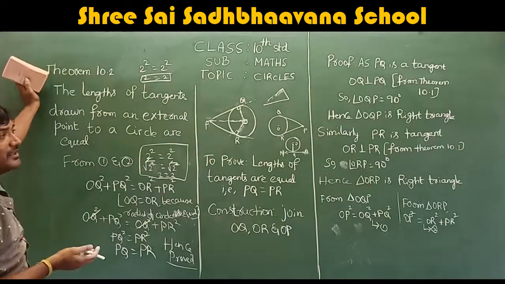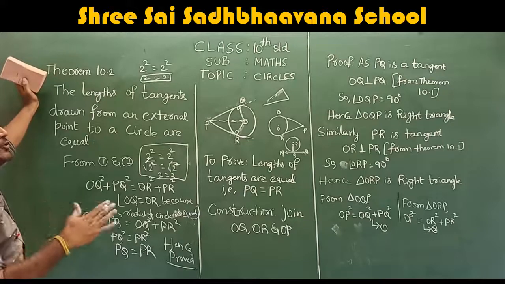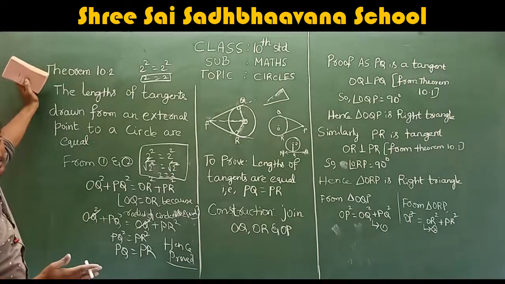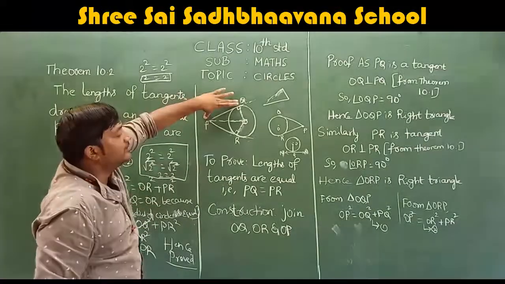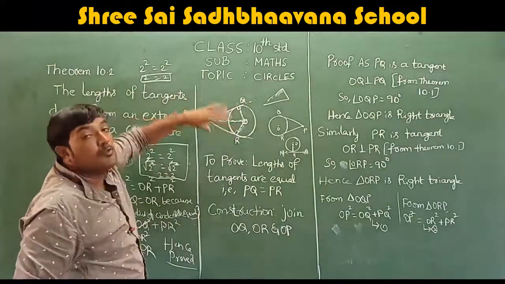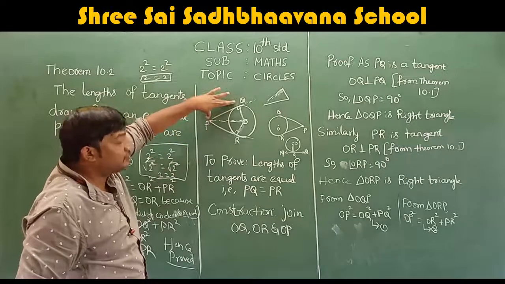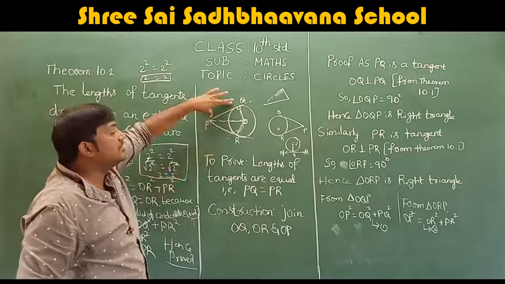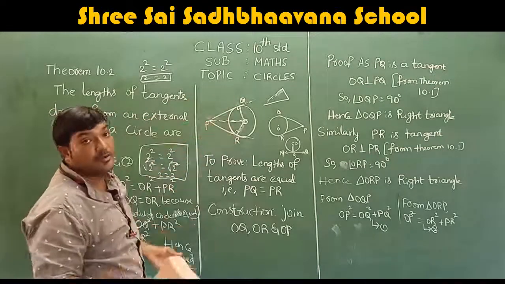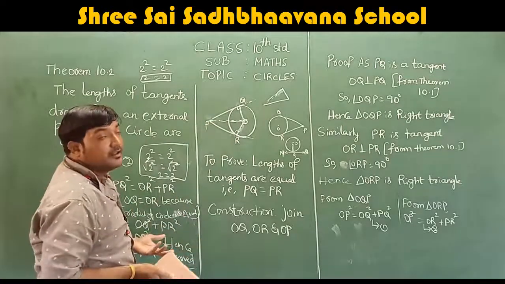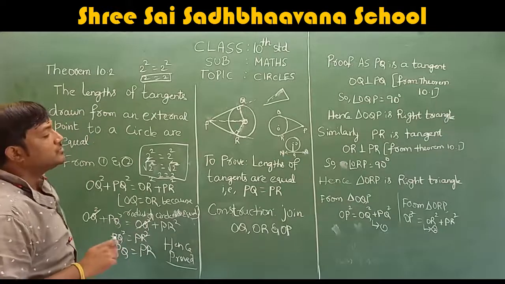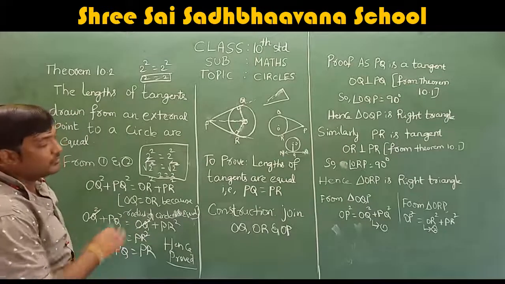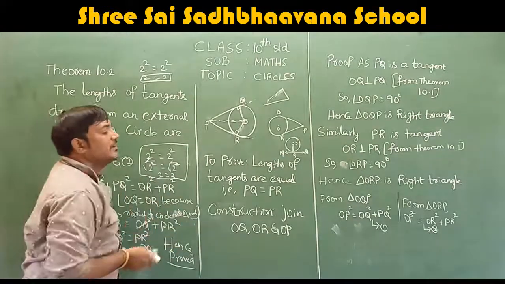What they have given, they already told that PQ and PR are the tangents of the circle. So this is one tangent and this is another tangent. What we have to prove? This length, if this is 2 centimeter, this should be 2 centimeter. If this is 3 centimeter, this should be 3. That is only we have to prove. So we have to prove that the lengths are equal. Correct. So the given part is already there. To prove is that the lengths are equal.